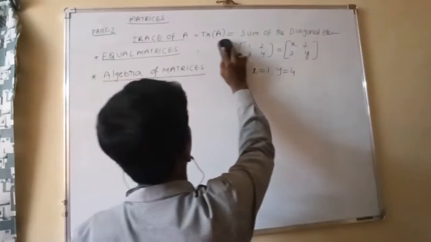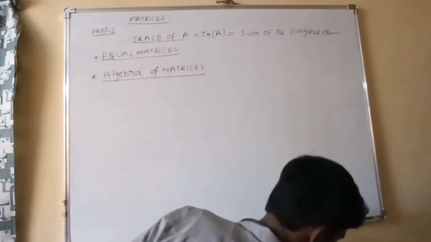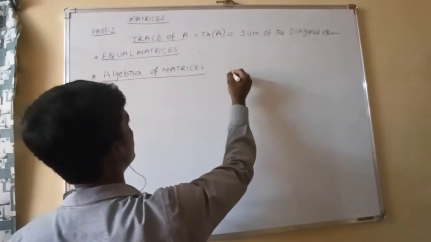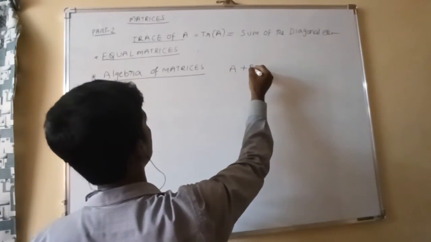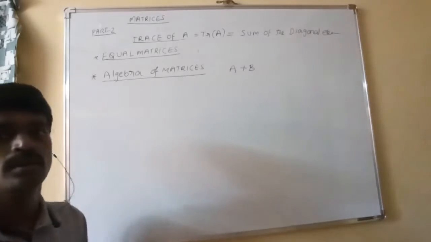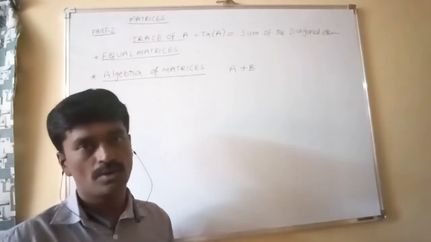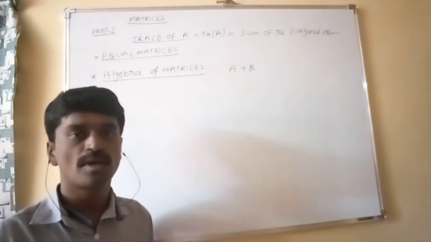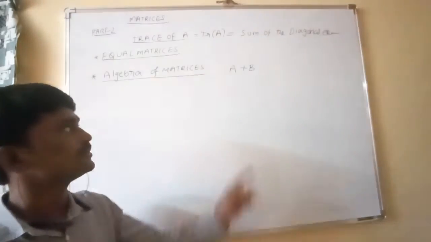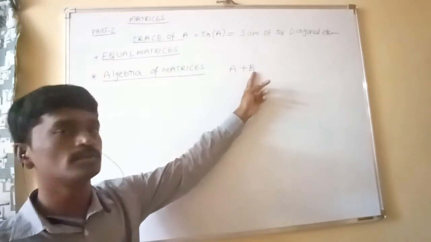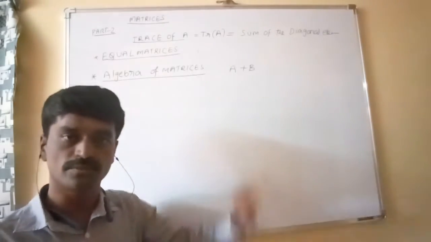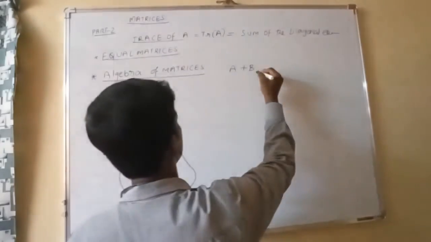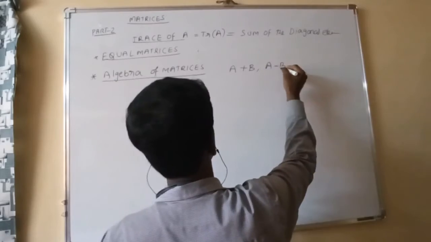Okay. Next, algebra of matrices. If A and B are two matrices, A plus B is defined if the order of A is equal to the order of B, and the order of this new matrix A plus B is also the same as that of A and B. Suppose A is of order 2 by 2 and B is also of order 2 by 2, then A plus B is defined and the order of A plus B is also 2 by 2. And the same conditions apply to A minus B also.